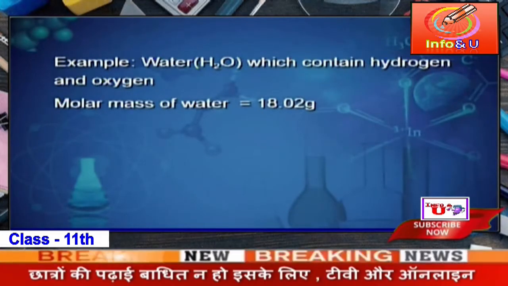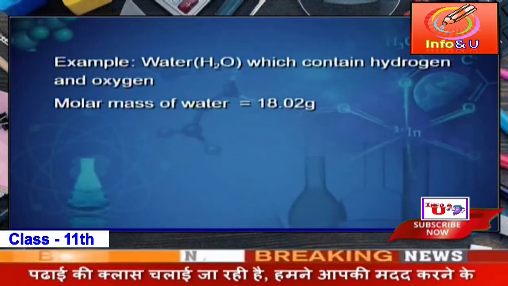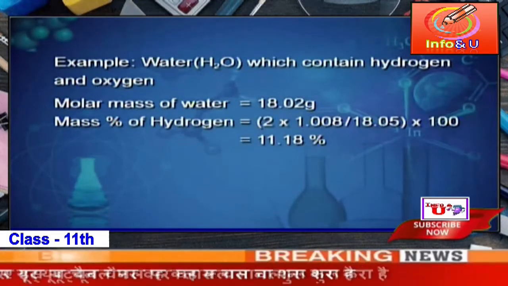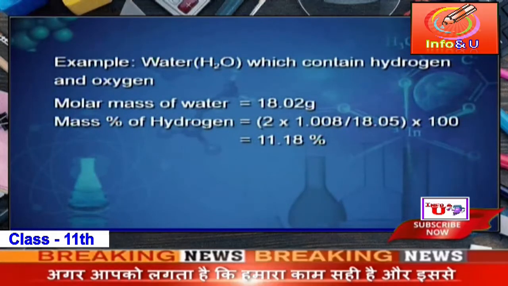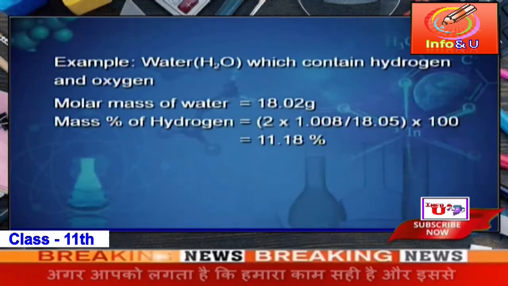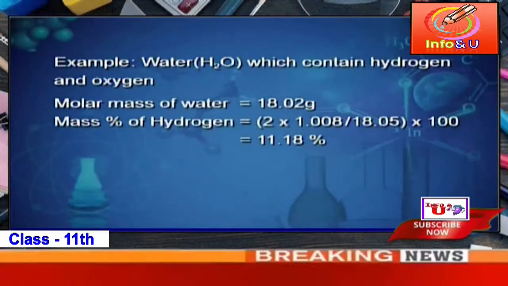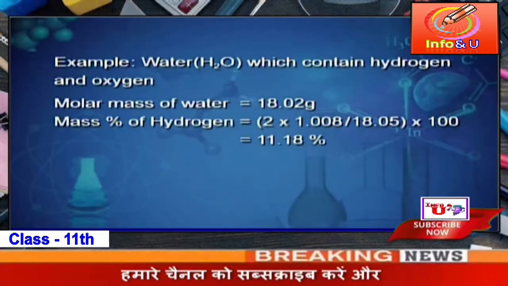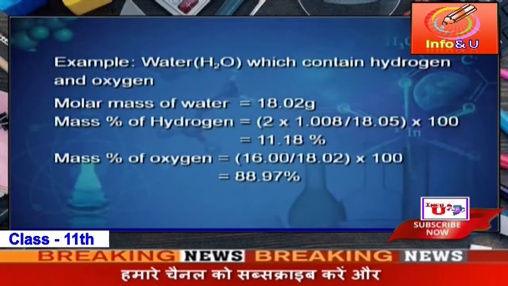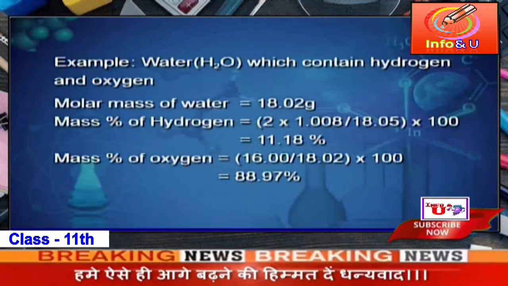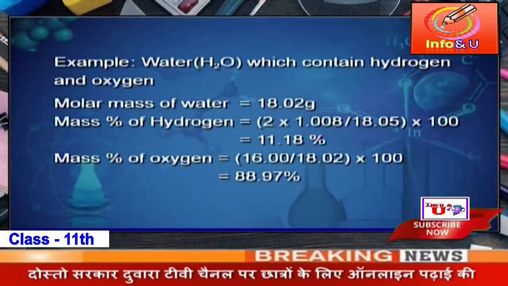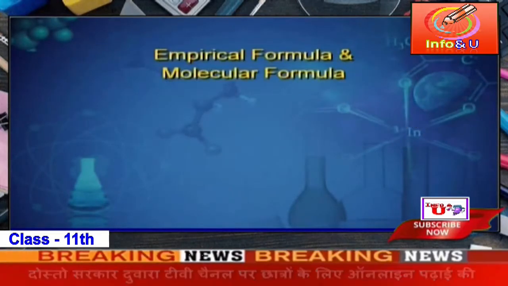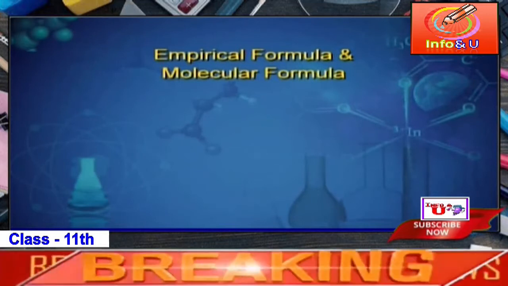Molar mass of water, as we have previously calculated, is 18.02 grams. Mass percentage of hydrogen is equal to 2 into 1.008 divided by 18.02 and multiplied by 100, which will be 11.18%. Mass percentage of oxygen is 16.00 divided by 18.02 and multiplied by 100, which will be 88.97%.